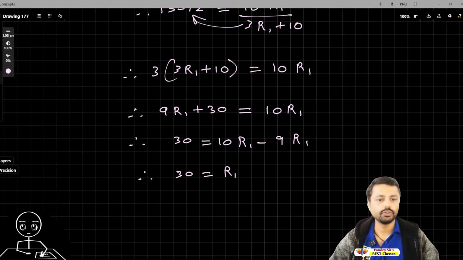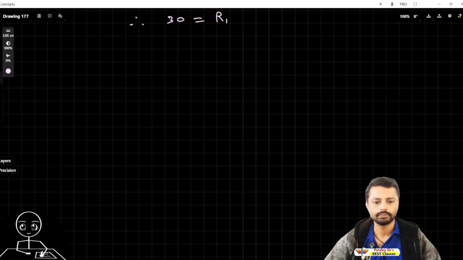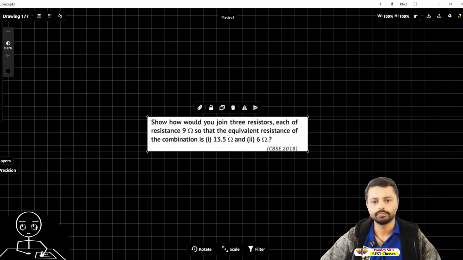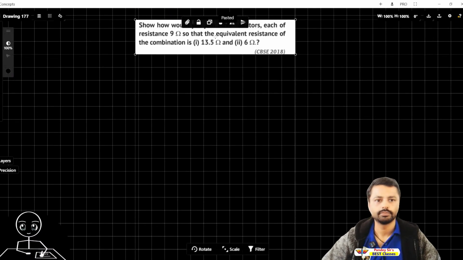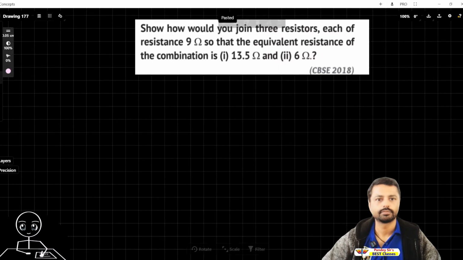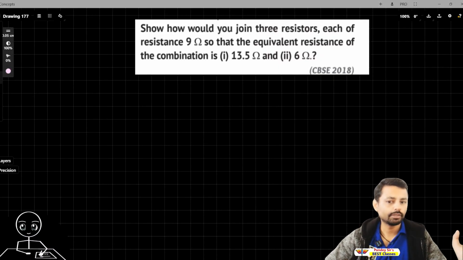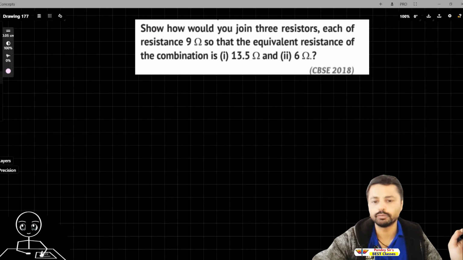If you have any doubt, you can ask me in the comment. Next question is, how would you join 3 resistors each of resistance 9 ohm and so on? So what formula will you apply? Try this once. By the way, that 30 ohm was the correct answer.